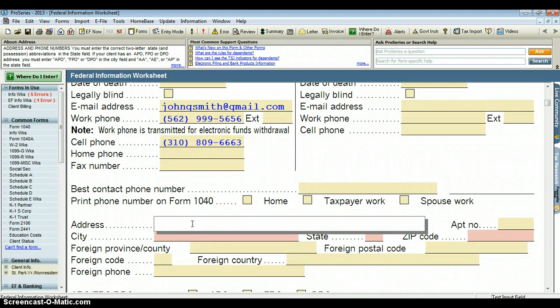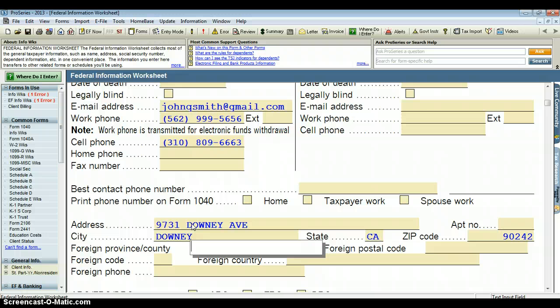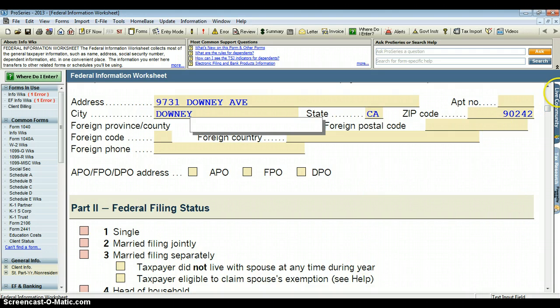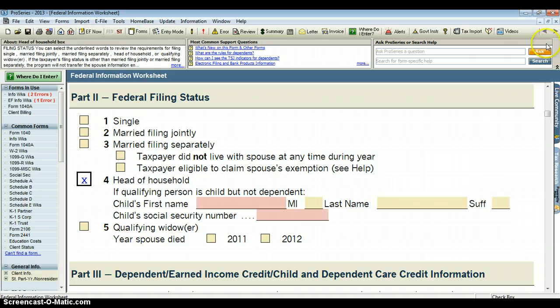And go down here to their address. And when you put the zip code in, it usually populates the city. That way you can tell if the zip code is right or not. Now, this particular person right here is a single individual with a child. So you can either put single or head of household. When they have a child, I usually put head of household.